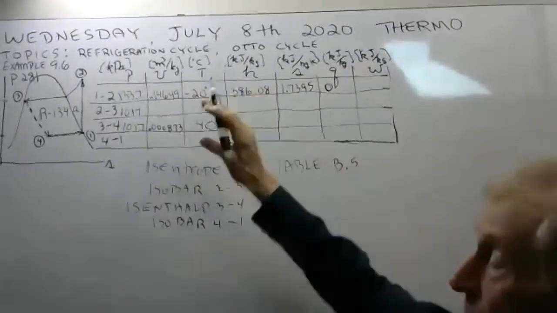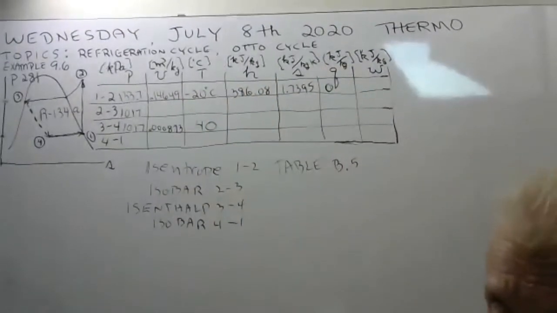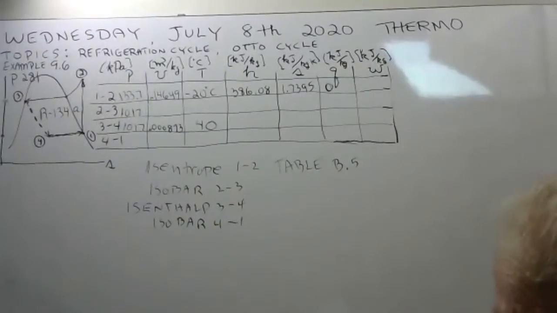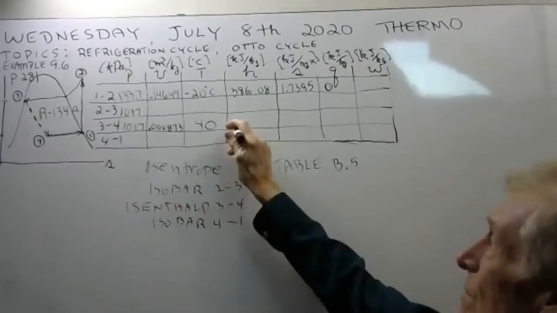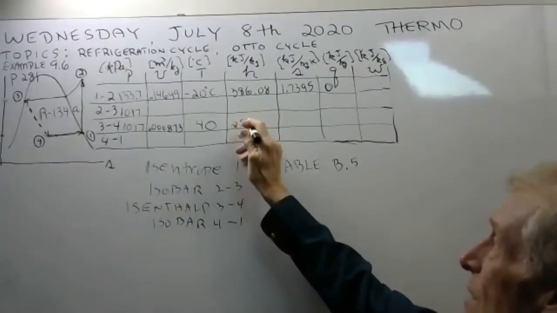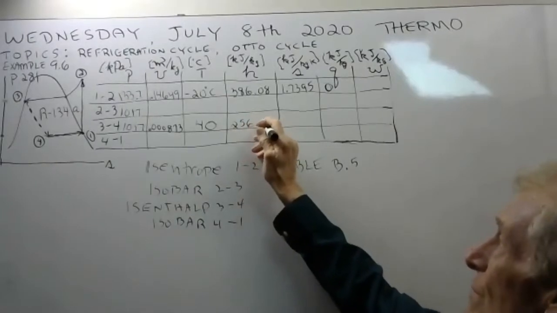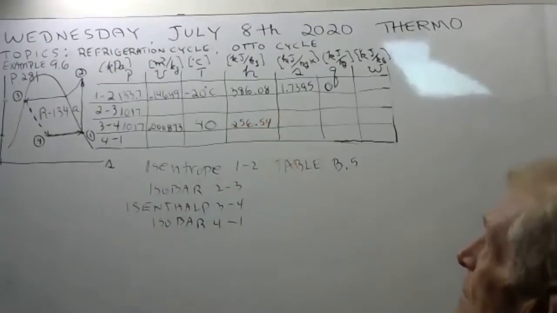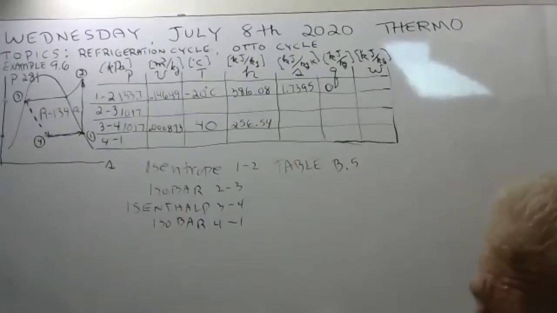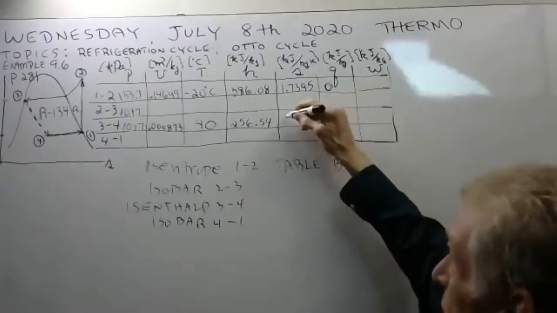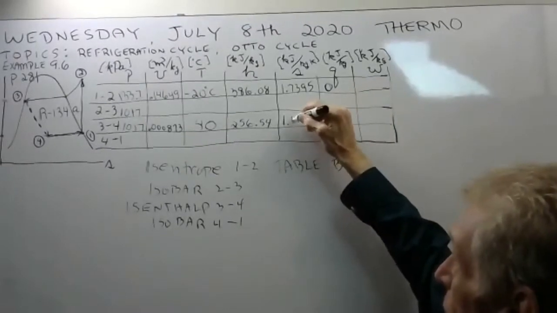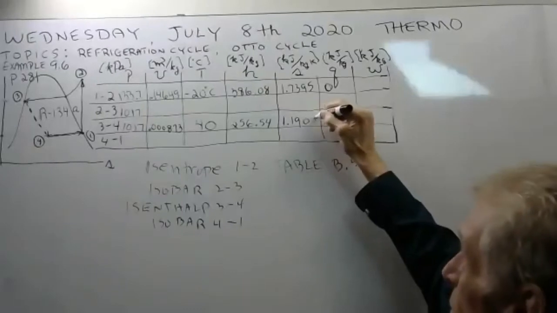And we can get the specific enthalpy. That's easy to do. You just go to 40 and it's 256.54. Okay. And we can get the specific entropy too. It's 1.1909.